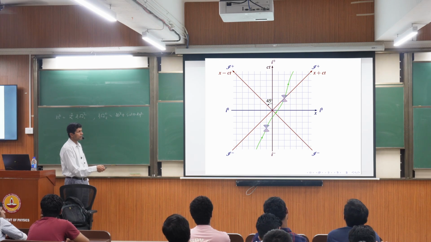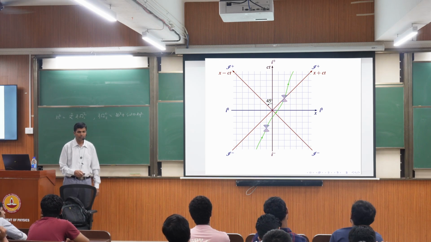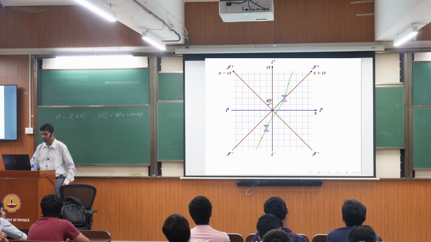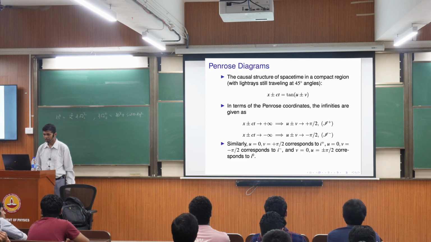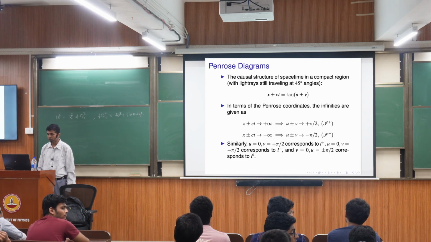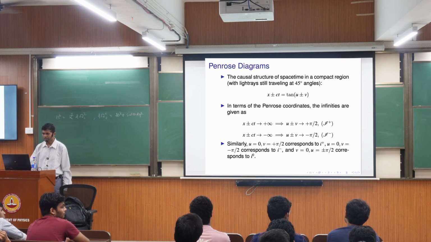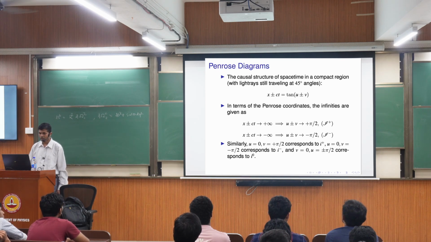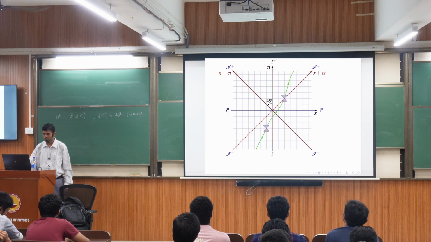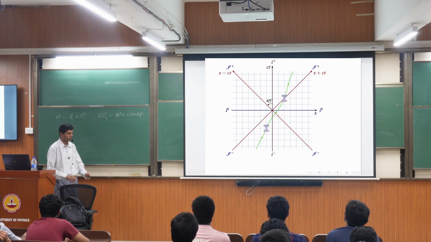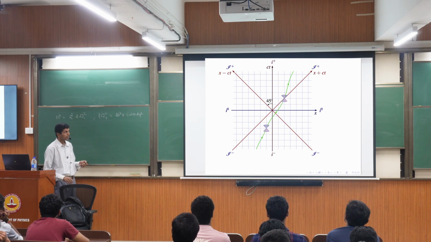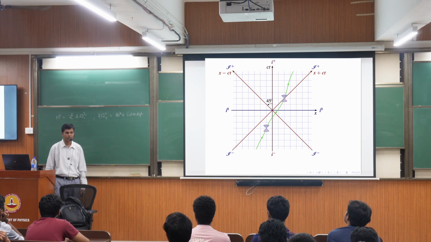The trajectory always lies within the light cone at that point. So this is how the space-time diagram looks. There are something called Penrose diagrams. What these Penrose diagrams do is, you map the whole space-time diagram into a finite region of space.